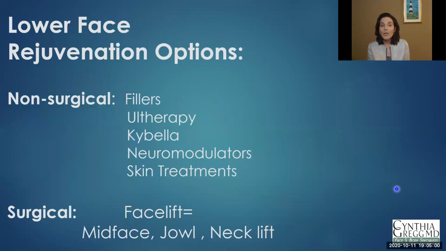So in closing, we've talked about several non-surgical options. We've briefly touched on Ultherapy, Kybella, and the neuromodulators. We also briefly talked about laser resurfacing, there's skin care, there's chemical peels, there's microneedling. All of these are options to rejuvenate the lower face. I also want to mention that fillers are a phenomenal way to improve the volume loss that occurs in the upper and lower face. We've talked about the surgical options, a facelift, which to me consists of a mid-face, a jowl or S lift, and a neck lift, and how you can have those individually or combine them in 2 or 3 sections to get the result you want.